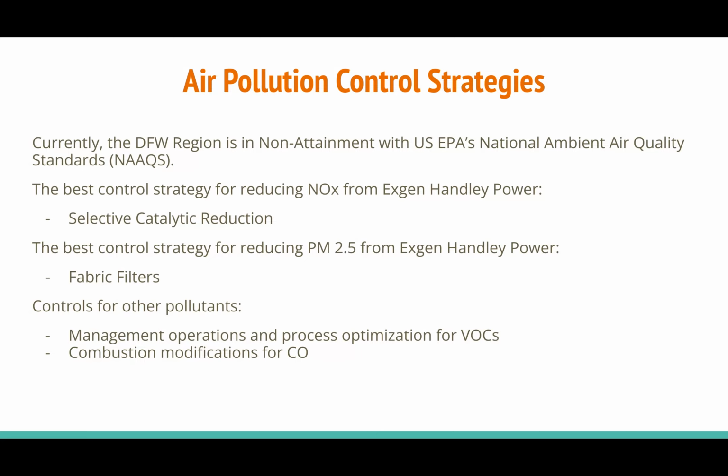As mentioned before, the DFW region is in non-attainment with the EPA's National Ambient Air Quality Standards. With that being said, I looked into the best control strategies for the two major pollutants coming from ExGen Handley power. Selective catalytic reduction can be used to reduce nitrogen oxides by using a catalyst bed and ammonia. Ammonia taken from a storage tank is vaporized and diluted with air or steam to produce gaseous ammonia. It is then injected upstream of the catalyst and mixed with flue gas, which will then enter a catalyst reactor and is distributed throughout the catalyst bed.